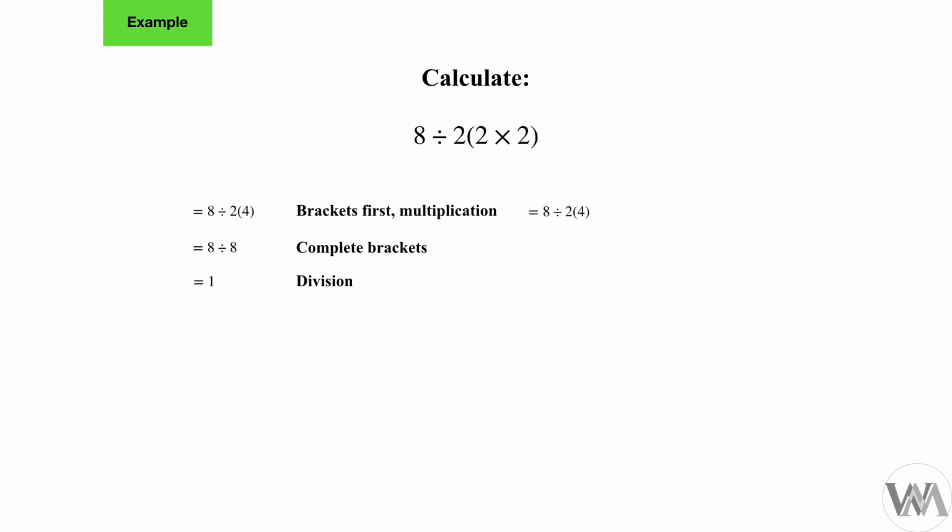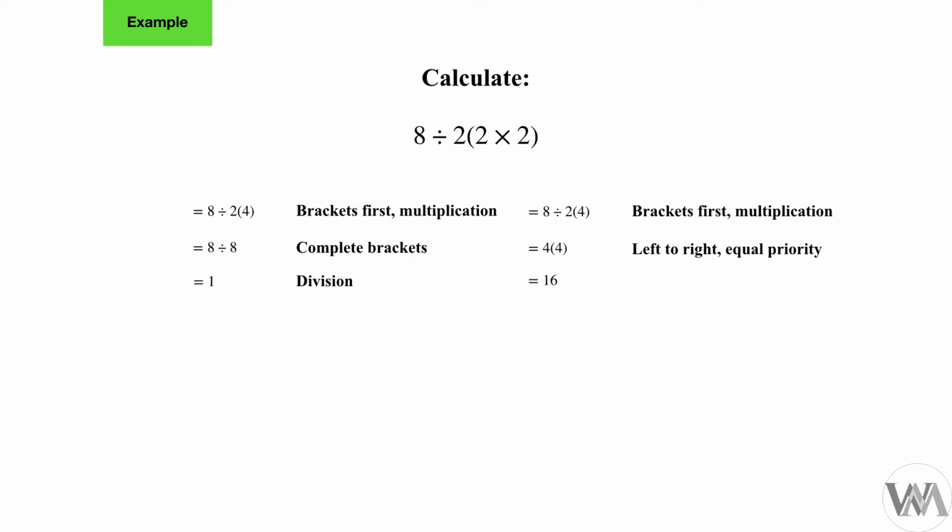Alternatively, we do our brackets first again, multiplying the 2 with the 2 inside the brackets, which will yield 4. So then we have again 8 divided by 2 times 4. Then we first divide 8 by 2. So we say 8 divided by 2 is 4, and then multiply with 4 inside the brackets. So now we've given multiplication and division equal priority, working from left to right, which will yield an answer of 16.